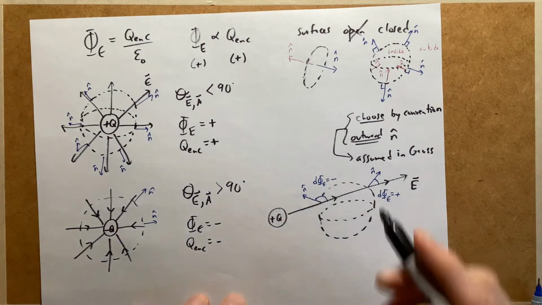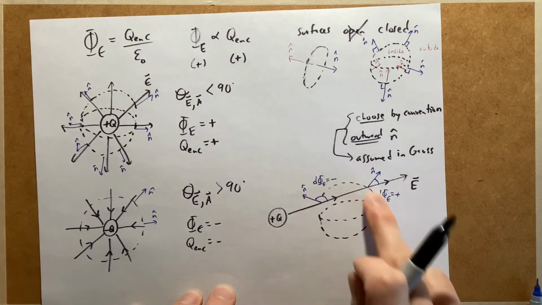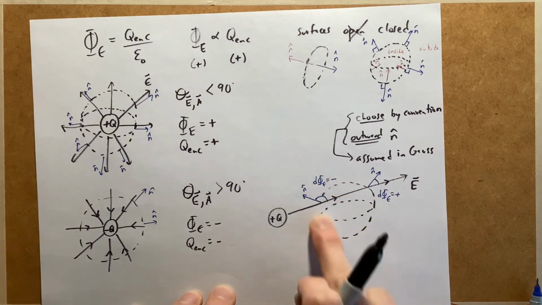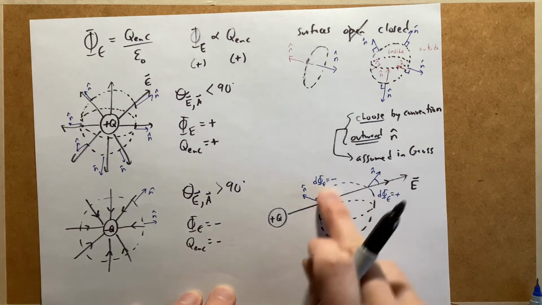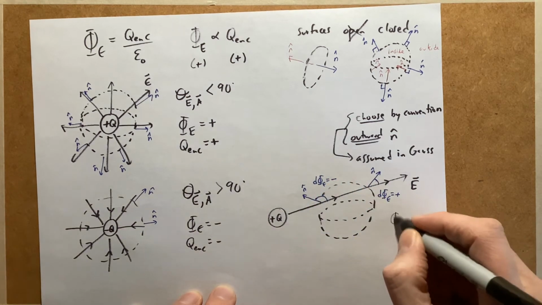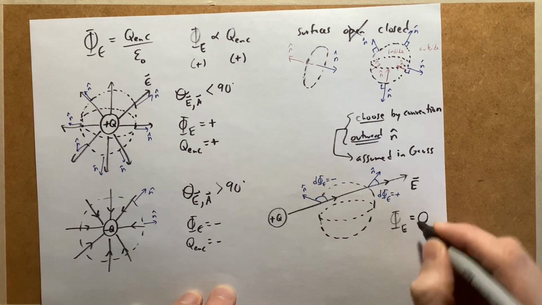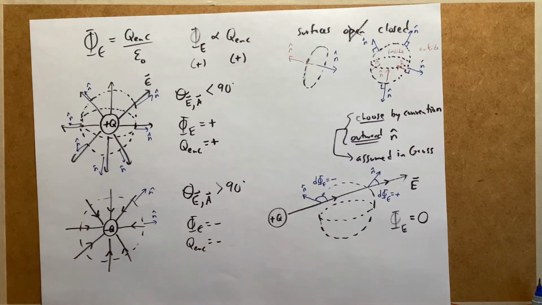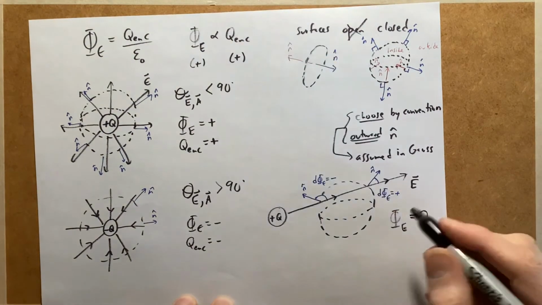Now here's my big leap in logic that I'm going to ask you to believe me. If you do this massive, very ugly flux integration, probably needing the help of a computer, what you're going to find is that the sum of all those negative and positive contributions is 0. And the reason is that the flux is 0 because there's no enclosed charge.